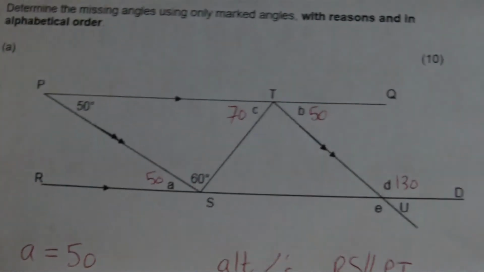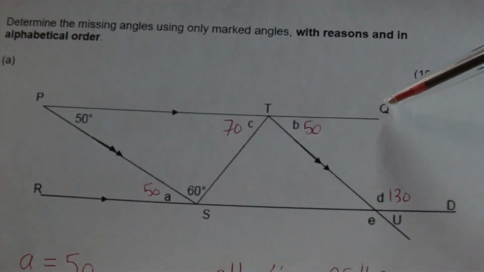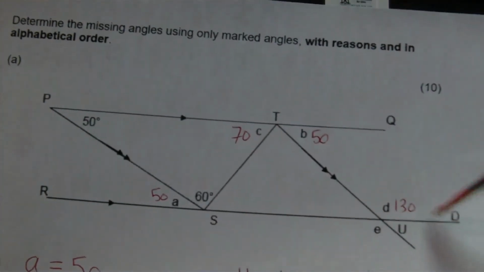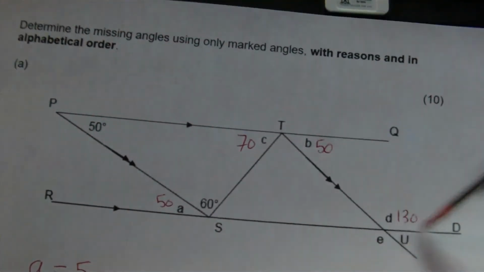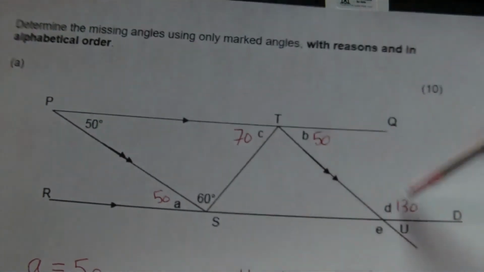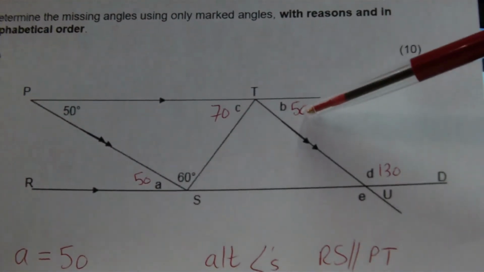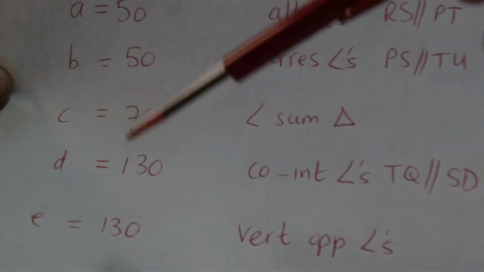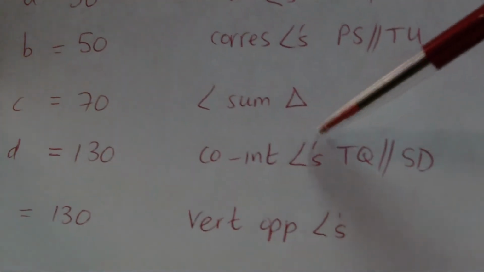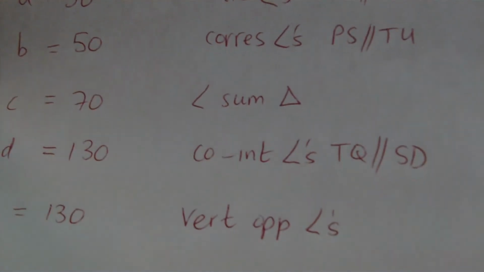Alright, now to get D, very quick. Do you see the C here? You see that? So D and B are co-interior, so they add up to 180. So if that's 50, this is 130. So there's the writing. D is 130, co-interior angles, and again the parallel lines.